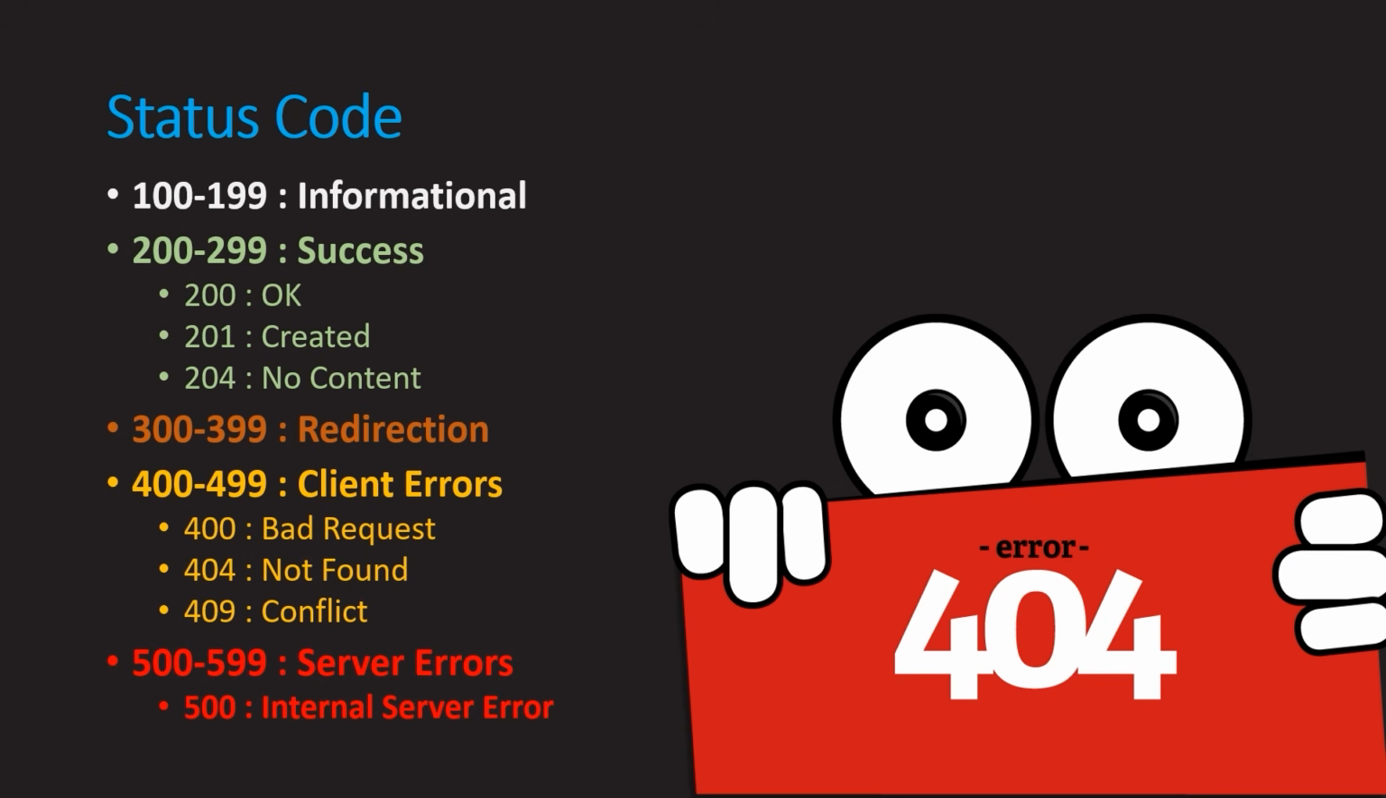And if we are redirecting to a different application or to a different URL route, it comes under the status codes of 300 to 399. So you don't need to worry about the 300 range because it's very rarely used.